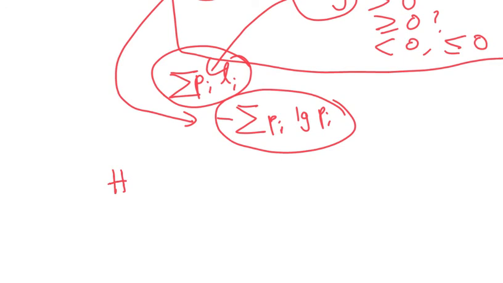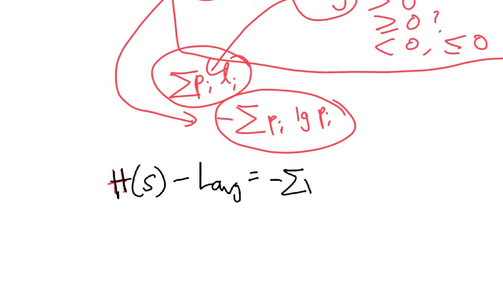HS minus L average, and HS is equal to this, right? And L average is equal to probability times length. What do we have here? We can combine the summation. That might make things more convenient.